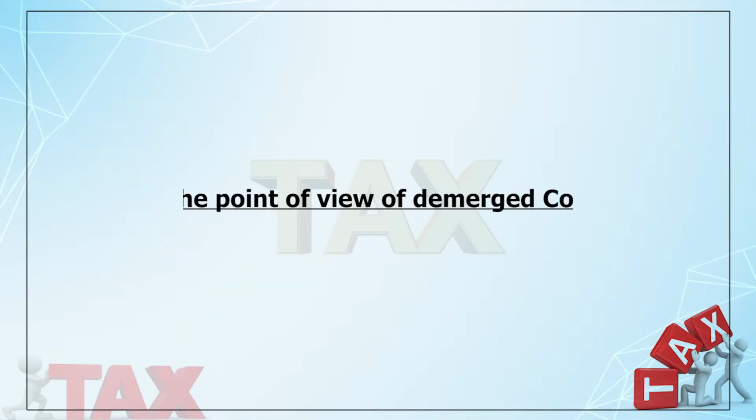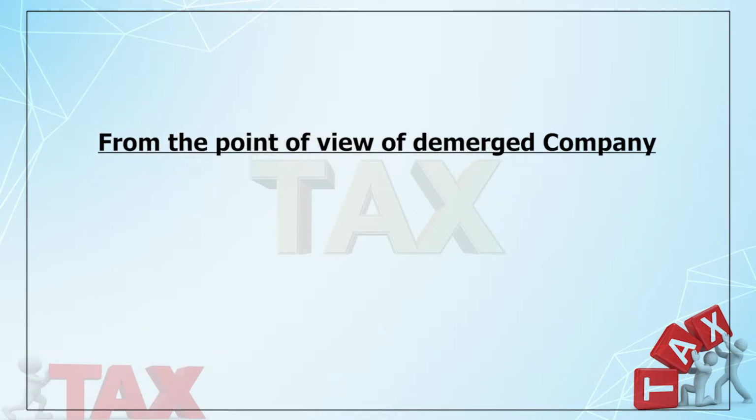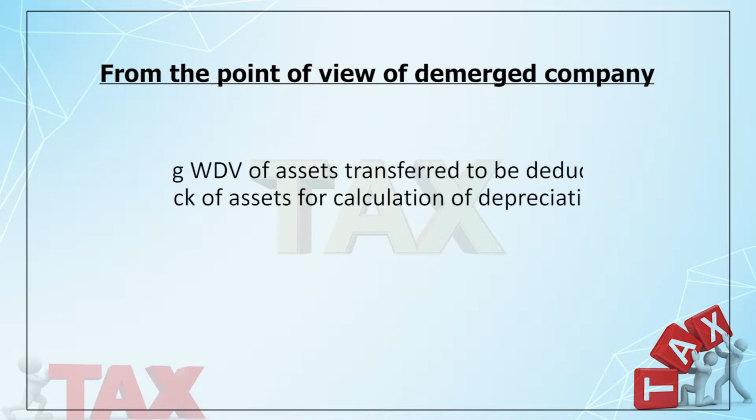First of all, from the point of view of the demerged company. Now, what happens in case of demerged company? Some assets are transferred, not all assets, because I told you, if I have 3 units, my total assets comprise assets of all 3 units, but I am transferring only 1 unit. So, from your total block of the assets, you deduct the opening WDV of the assets which are being transferred, right?